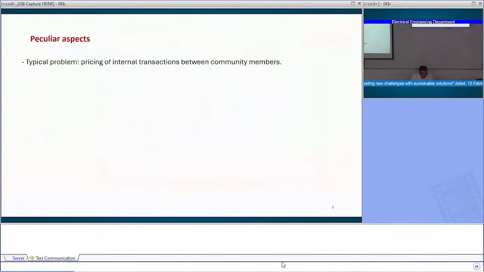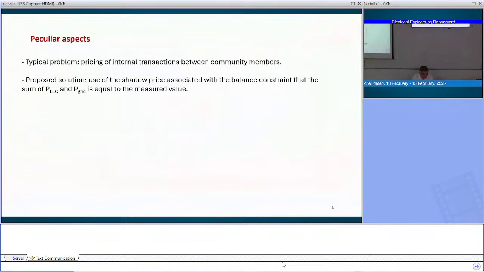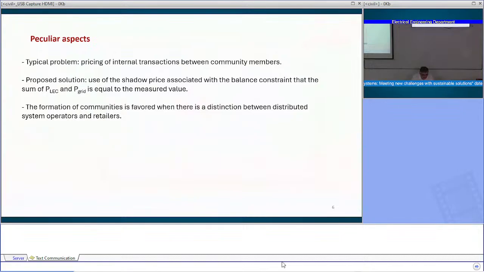There are some peculiar aspects. A typical problem is the pricing of an internal transaction between community members, and the solution that we have implemented, the simple scheme, is to use the shadow price associated with the balance constraint that the sum of PLEC and PGrid is equal to the measured value. The formation of communities is favored when there is a distinction between distribution system operators and retailers, as in Italy, in which the distribution system operator cannot be a reseller.